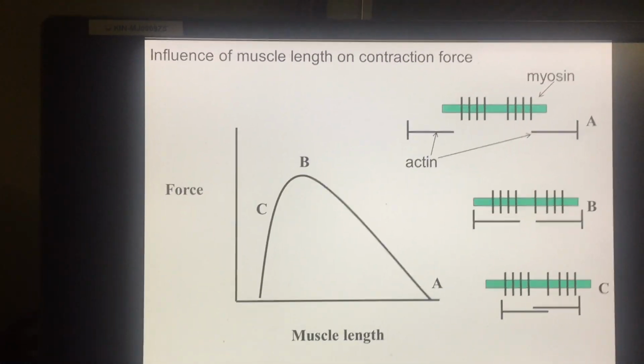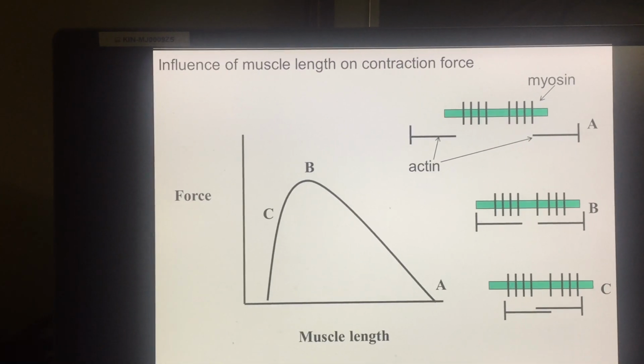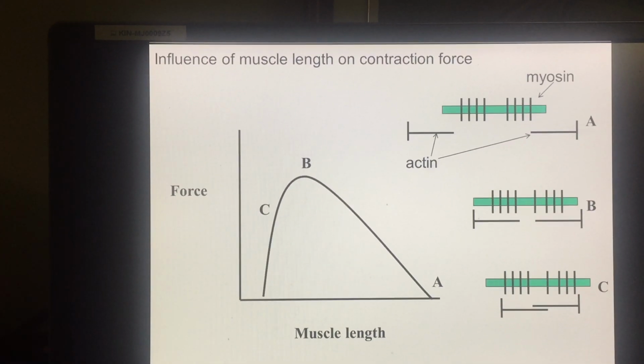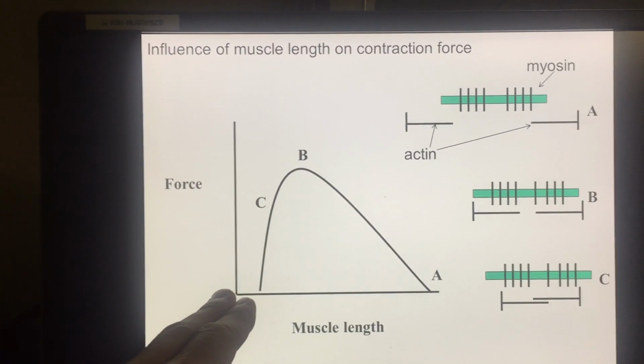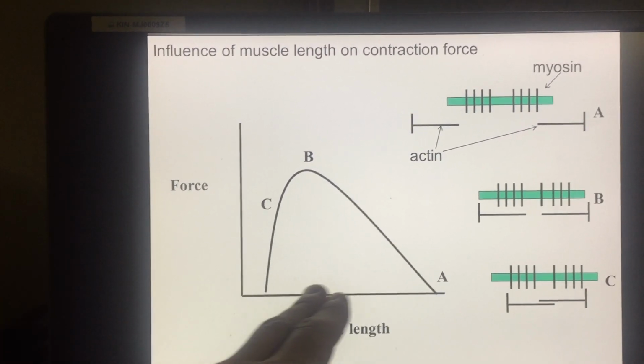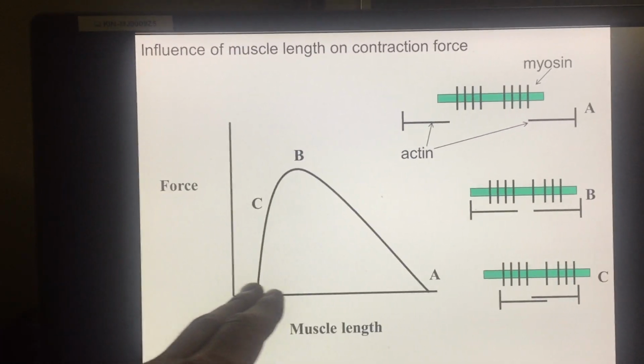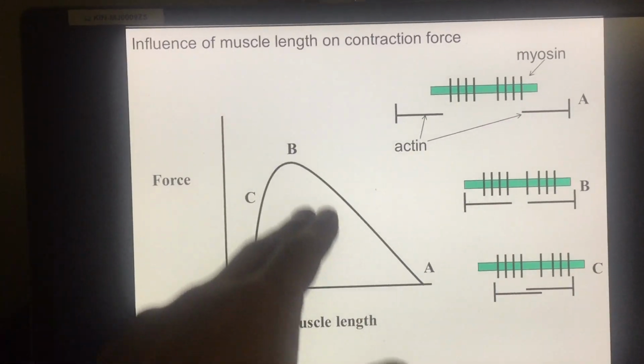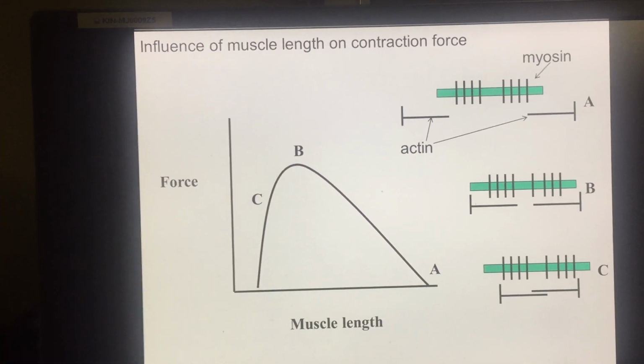So this is the force muscle length curve. You can see that as you move through your range of motion from a short muscle length to a longer muscle length, your optimal force development is somewhere in the middle.